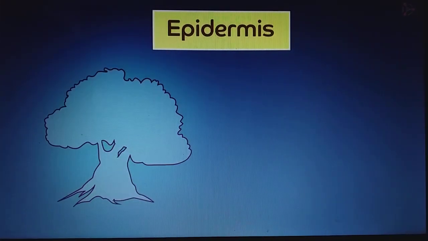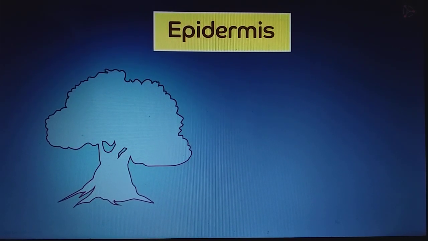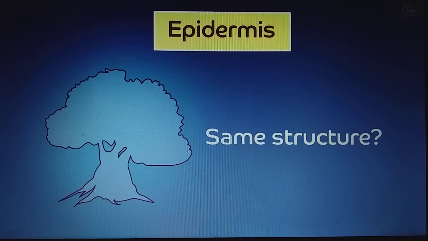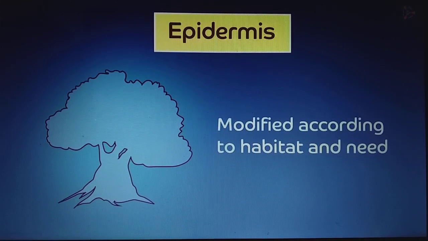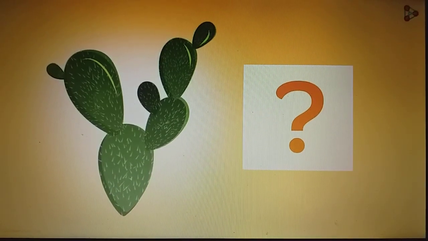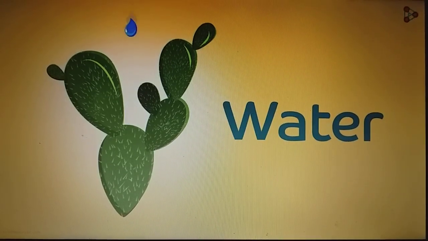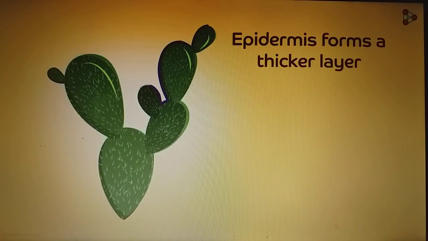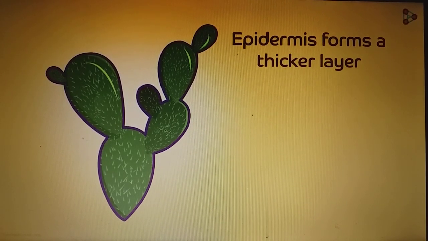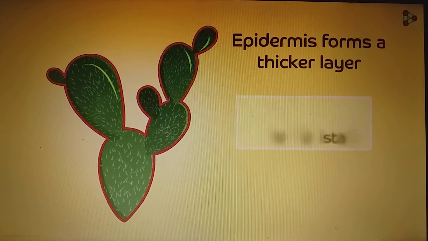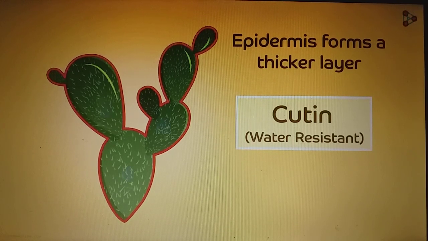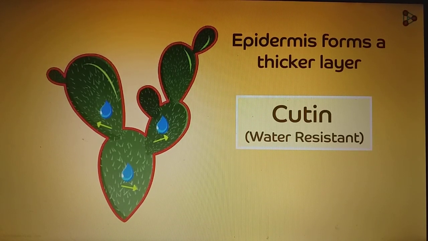Do you think that all plants or the parts of plant have the same structure? Answer is no. Actually, epidermis is modified according to habitat and need. Now, you must be knowing that plants growing in desert areas grow in scarcity of water. In case of such plants, epidermis forms a thicker layer to prevent the excessive loss of water. In fact, the plants growing in desert areas have a thick waxy coating of cutin, which is a chemical substance with waterproof quality, present on its outer surface.